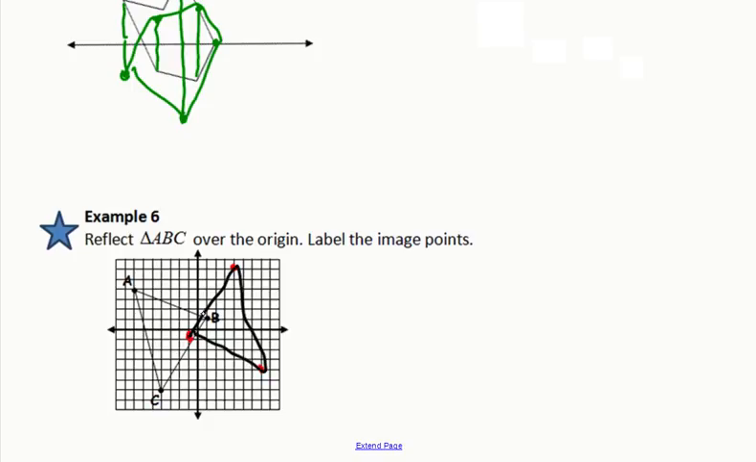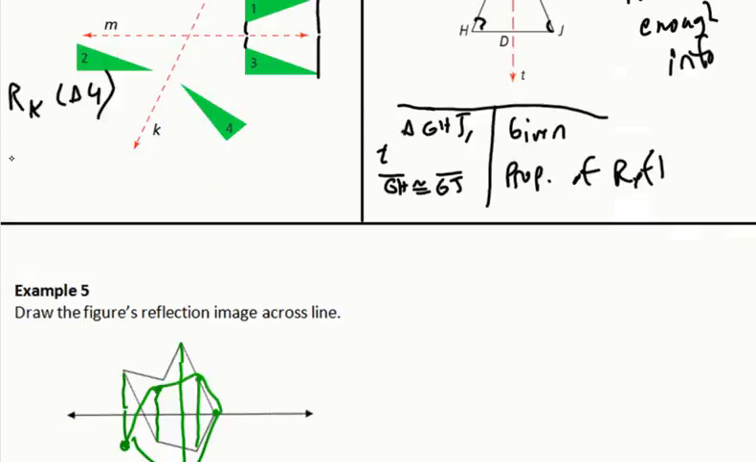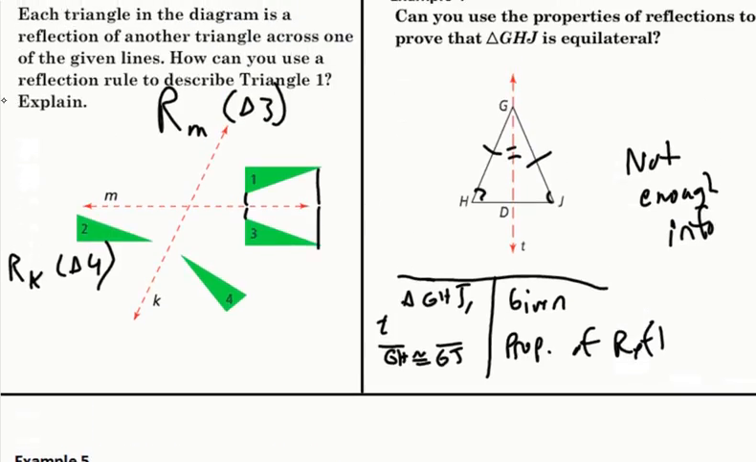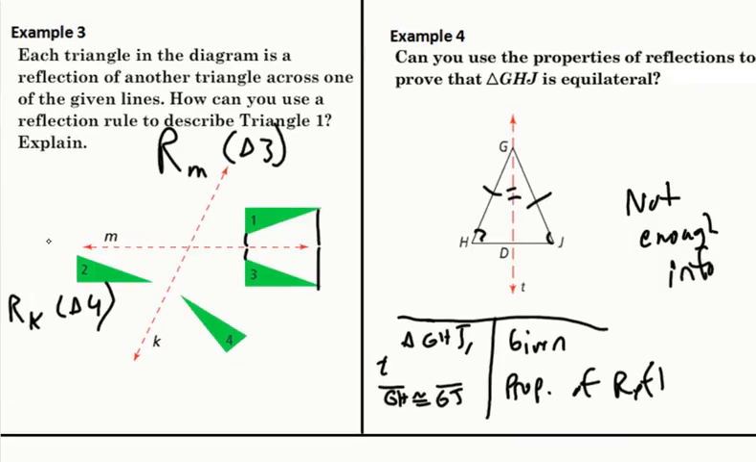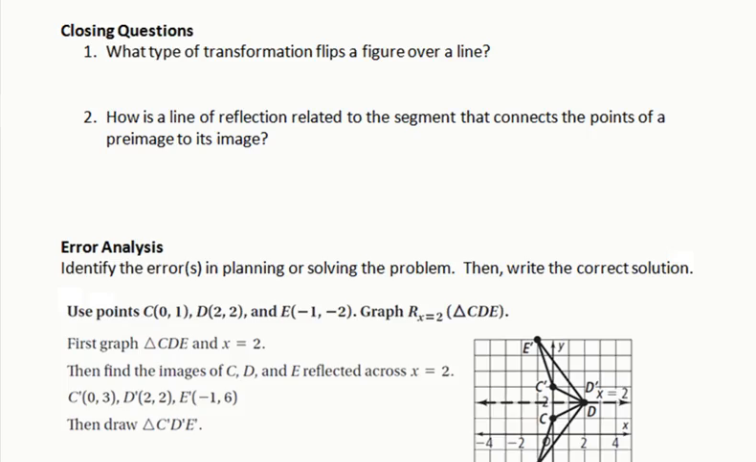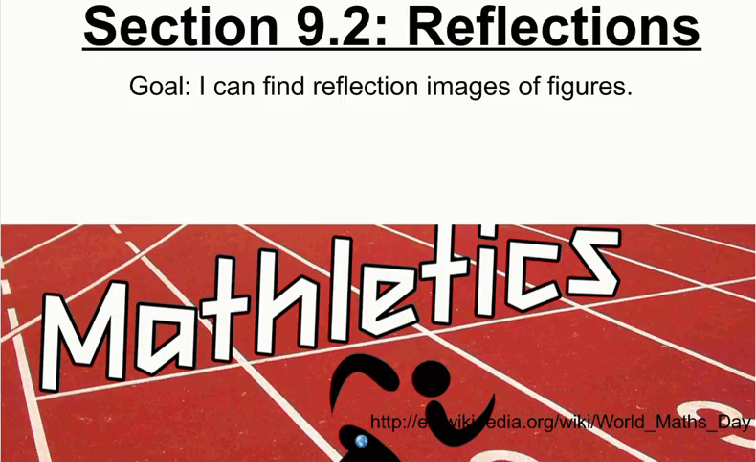So take note of these three things: reflecting over an origin, reflecting over a line, and also you can definitely prove things with these properties, but the notation was a big part too. So take a look at that. I'd like you to answer the closing questions and error analysis on your own, and then revisit the goal and see how you did. Can you find reflection images of figures?